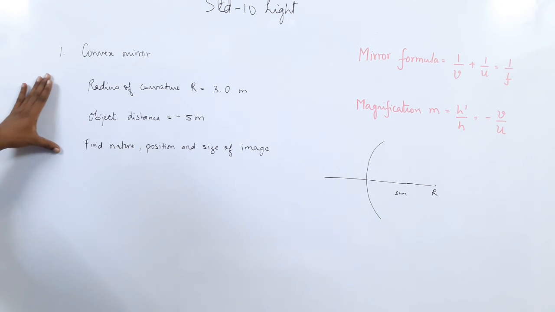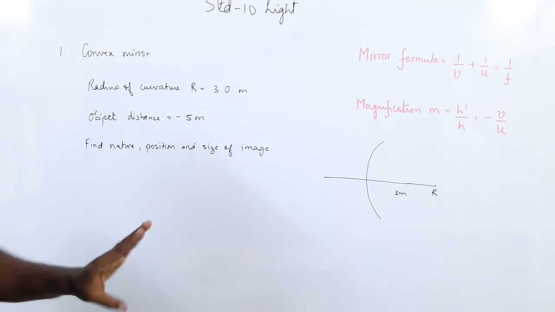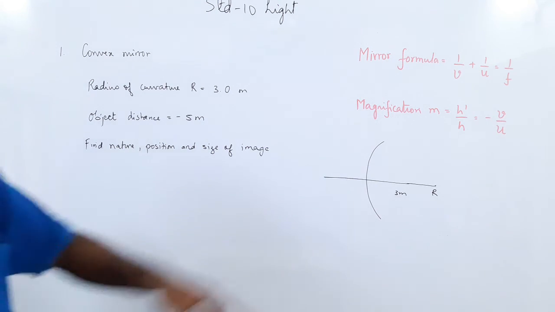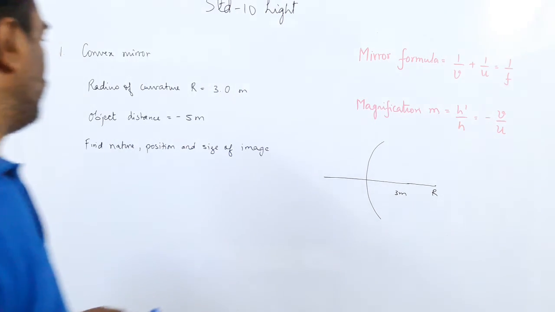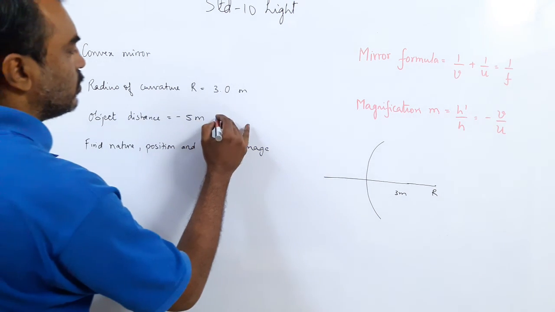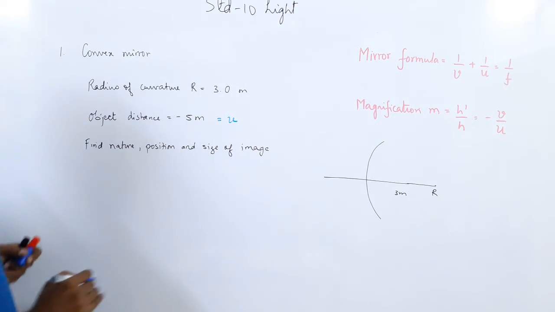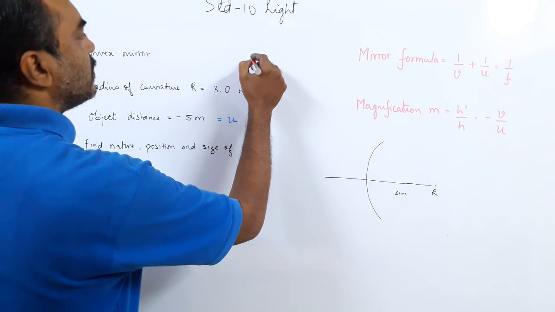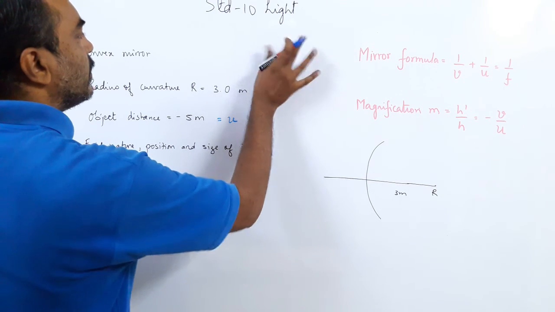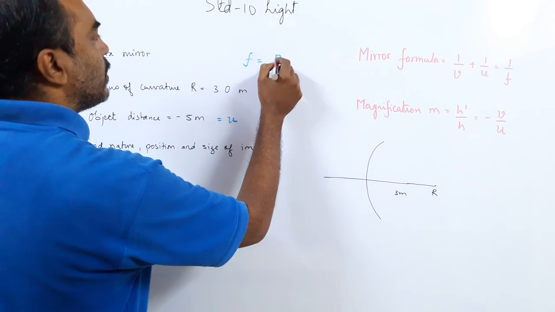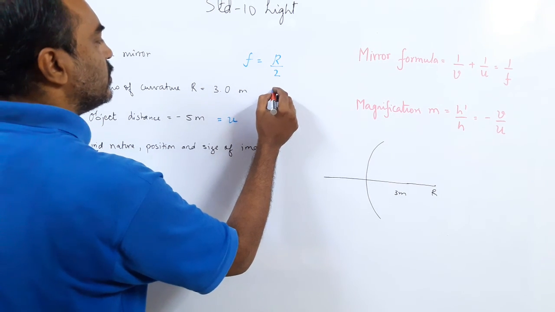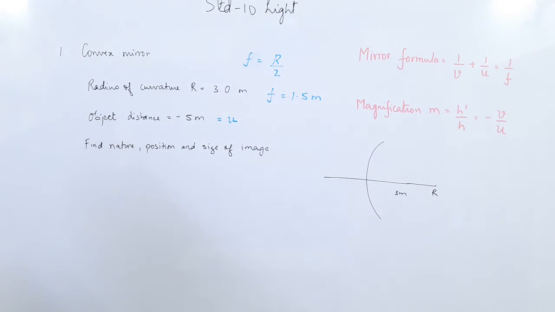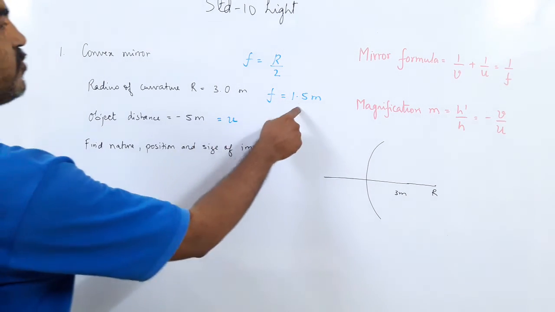Now here they have not asked you for the diagram, so we'll only use the mathematics here to find the nature, position and size. So the formula is 1 upon v plus 1 upon u equal to 1 upon f. We here have u as minus 5. We don't have f but we have got R. So what we know, f is equal to R upon 2. R is 3 meter, so f is equal to 1.5 meter. So now we have u minus 5, and f 1.5.